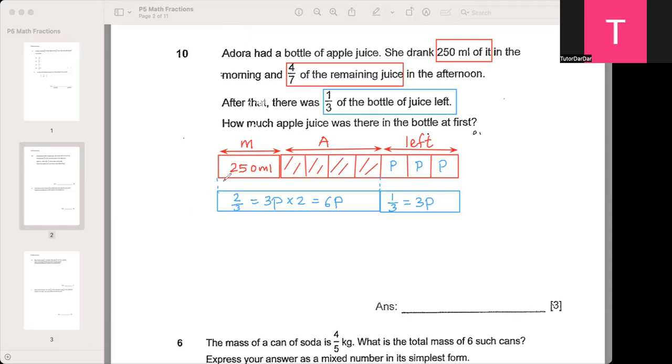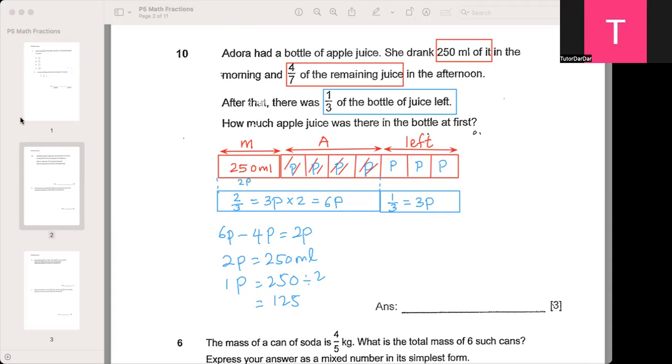So how do we find how many portions is 250 ml? If we take away 6 portion minus this 1, 2, 3, 4 portion, we will get this 2 portion, which is the 250 ml. Then how to find 1 portion? 250 divided by 2 is equal to 125. So one of this portion is 125 ml.